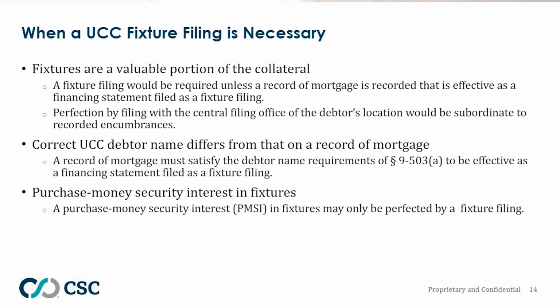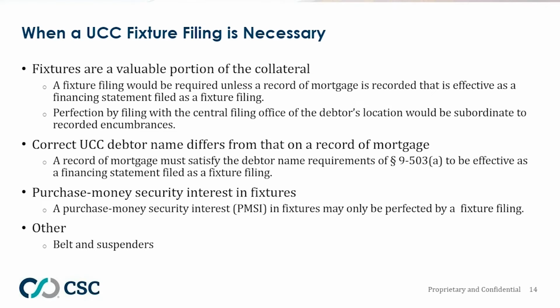Also, a purchase money security interest in fixtures must be perfected by a fixture filing. One cannot perfect by filing in the central office of the state where the debtor is located. And there may be other reasons to file a fixture filing, just to be on the safe side, a belt and suspenders approach when filing a record of mortgage as well. But generally, if a record of mortgage does meet the sufficiency requirements under Article 9, that would be good enough.